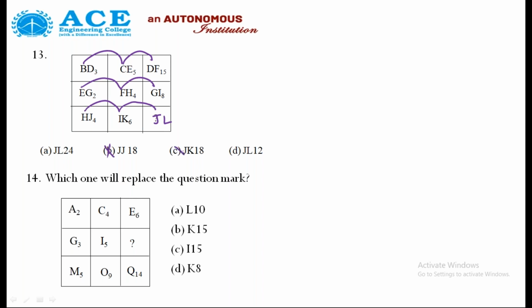Okay, that's one thing. Then regarding numbers, 3 into 5 is 15. 2 into 4 is 8. 4 into 6 is 24. So we'll get option A, JL 24, my dear friends, not 12. We should get JL and 24.